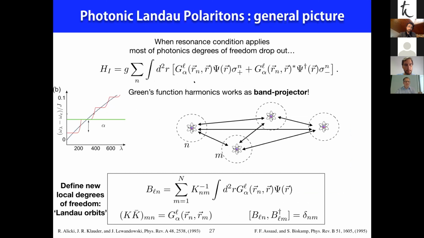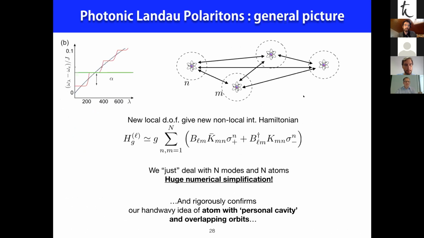So now we can use this Green's function, as I said, to develop really the formalism in a very rigorous way, and basically to write down an effective theory that describes the situation of many atoms interacting just with one of these single bands. And then we can define new local degrees of freedom for the photon, which basically would be an annihilation operator of a photon in a Landau orbital here. And in this way, we can rewrite a new Hamiltonian, and we can throw away all the rest of the degrees of freedom in the lattice and really have a huge numerical simplification.